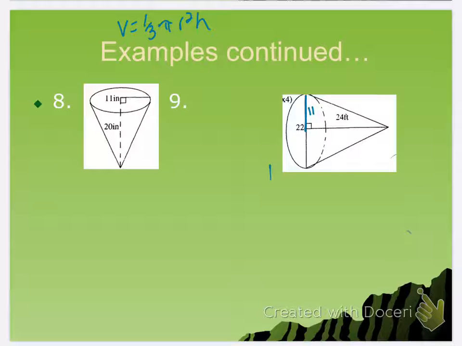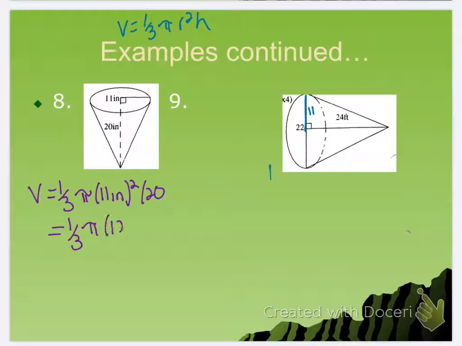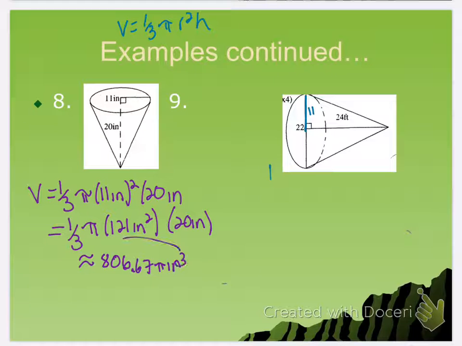So we have our volume equals 1/3 pi radius of 11 inches squared times my height of 20. So we end up with 1/3 pi 121 inches squared times 20 inches. We see 3 won't go into 121 or into 20 evenly, so we have to do 121 times 20 divided by 3. That gives me approximately 806.67 pi inches cubed for our volume.